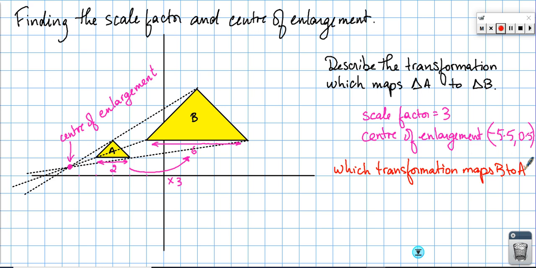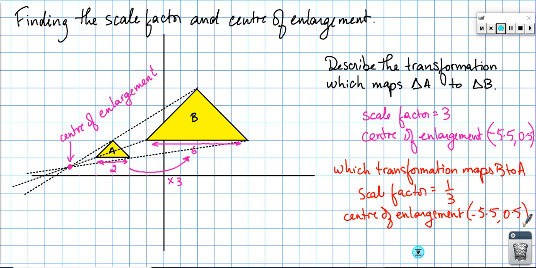So from B to A, let's do the same thing. B has a base of 6, A has a base of 2. For 6 to become 2, now it's the inverse of multiply, so it's divide. So the scale factor from B to A is 1/3 because we are dividing by 3. Center of enlargement is the same. Center of enlargement is going to be again -5.5, 0.5. So that is how to find the scale factor and the center of enlargement.